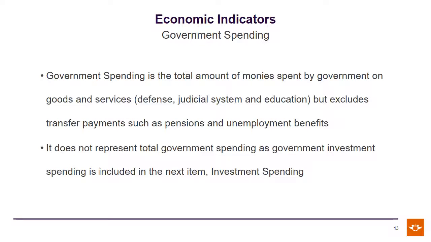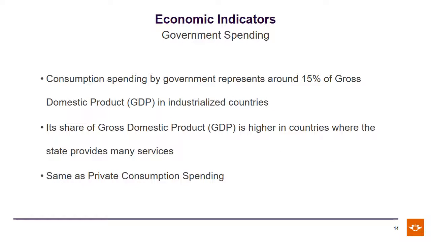Government spending is the total amount of money spent by government on goods and services, services such as the defense forces, judicial system, and education, to name a few. But it excludes transfer payments such as pensions and unemployment. However, in order to look at total government spending, we have to include government investment spending as well. If we look at consumption spending by governments in industrialized nations, it represents around 15% of GDP. For other countries where the state provides a lot of services, it tends to be higher.